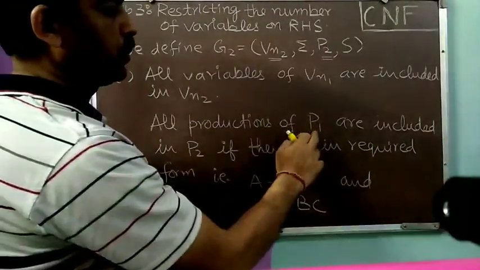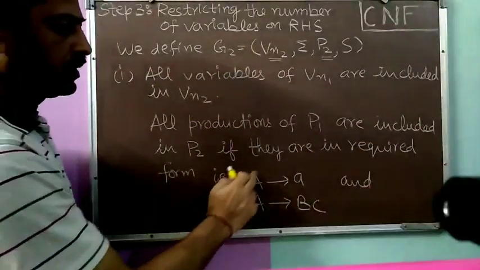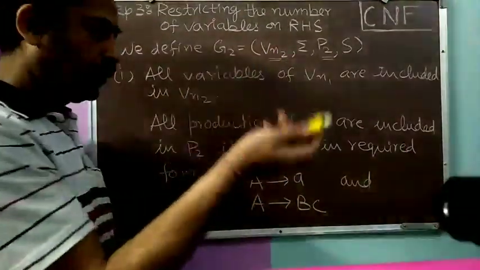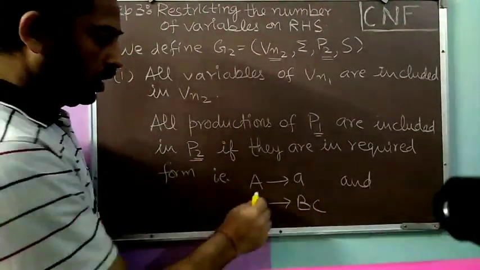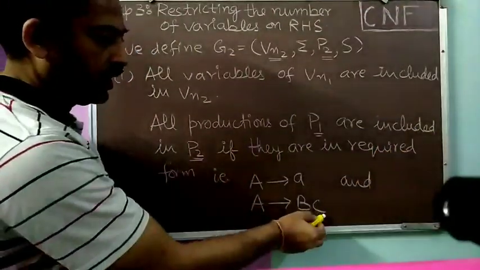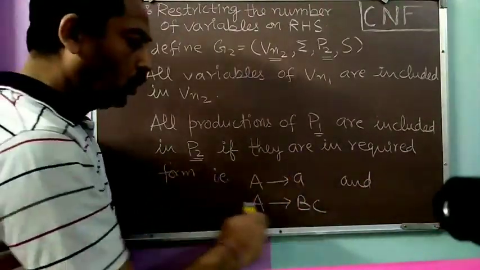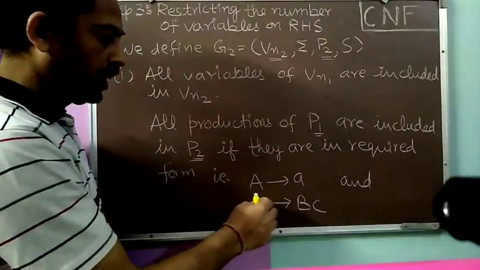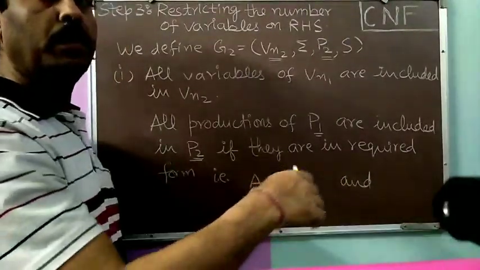Then, all the productions of P1 are included in P2 if they are in the required format, that is A to small a and A to BC. So all the productions of the form variable to a terminal will be included in P2, and all the productions of the form variable to a set of variables where the length on the right hand side is 2 will also be included in P2. The only remaining productions of P1 which are not in the required form are those from a variable to a set of variables where the length on the right hand side is more than 2.